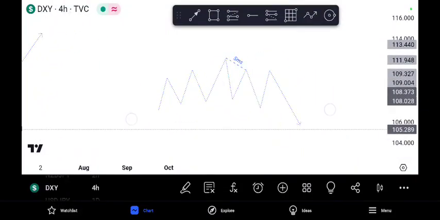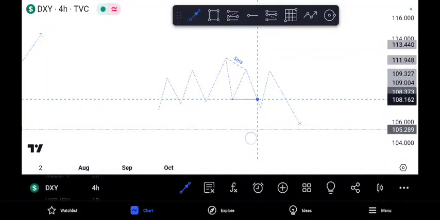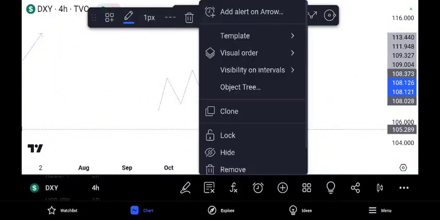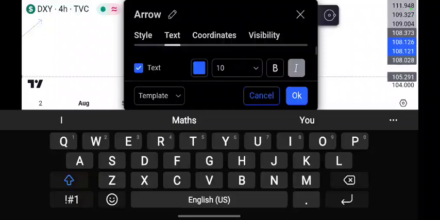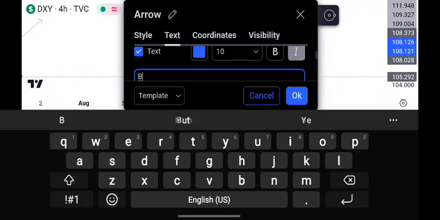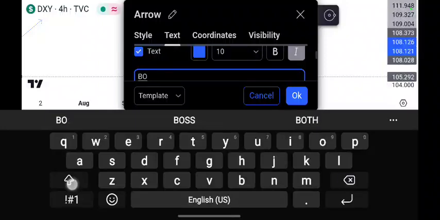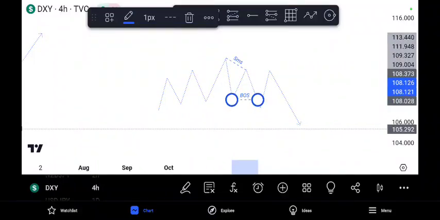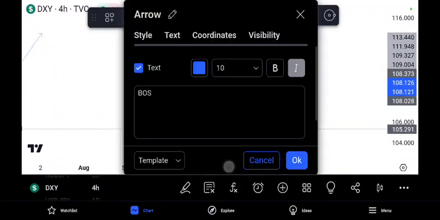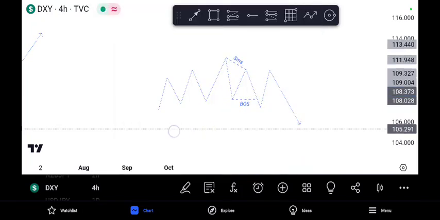This now confirms your trend has already changed. Because price broke here, giving you a BOS to the downside. BOS, break of structure to the downside. So let me align it to the bottom. Break of structure to the bottom side.